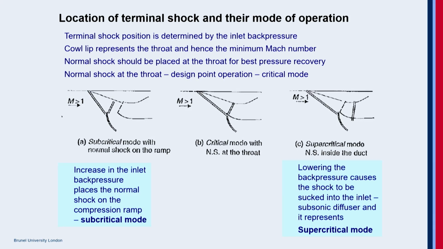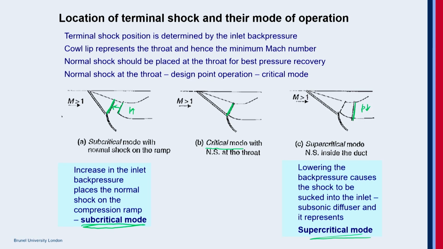Now, there are lots of other challenges related to the position of the normal shock. Now, when the normal shock is placed at the throat, then it is the critical mode of operation. If for some reason the back pressure increases, then the shock is thrown out. It is at this point. That is subcritical mode of operation. And if the back pressure decreases, the shock is drawn in, and this is called the supercritical mode of operation.